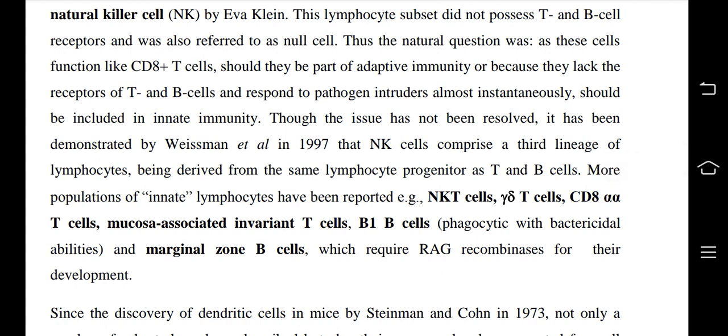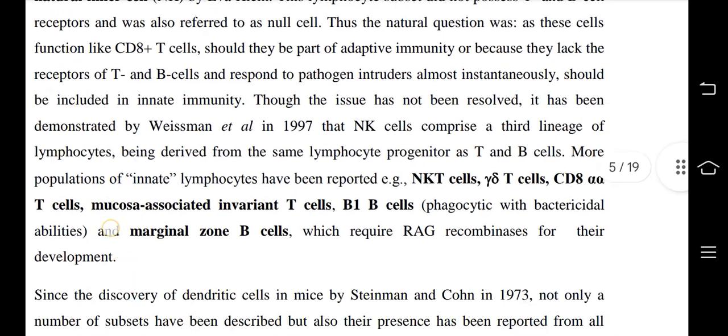In 1997 it was shown that NK cells comprise a third lineage of lymphocytes, being derived from the same lymphocyte progenitor as B and T cells. More populations of innate lymphocytes have been reported: NKT cells, gamma delta T cells, CD8 alpha alpha T cells, mucosa associated invariant T cells, B1 B cells, phagocytic B cells with bactericidal abilities, and marginal zone B cells, which require RAG recombinase for their development.